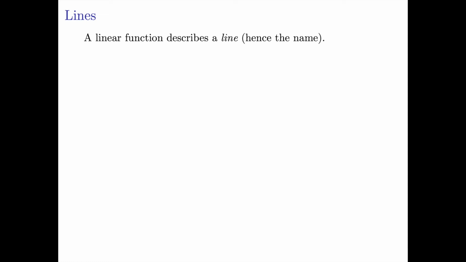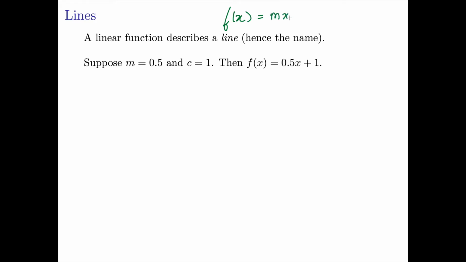In the last video, we talked about what functions were. Among the different types of functions that we looked at, we specifically looked at linear functions. The reason they're called linear functions is because they describe a line. So let's take an example. Remember that a linear function is of the form f of x equals m times x plus c, where m and c are constants. So let's suppose that the constants we're going to take are m is a half and c is 1, then we have the linear function f of x equals 0.5 times x plus 1.